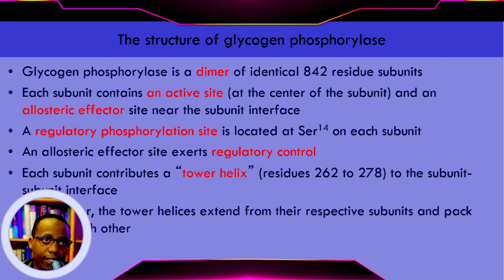You have an active site, right? Then you have an allosteric effector site. That's number 2. And then you have a phosphorylation site. That's number 3. So you have 3 sites on each subunit, which is pretty cool. And also you have another 4th site where you have a tower. You have a tower at the end, and both subunits get together and make what we call a tower helix. So they make 2 little towers.